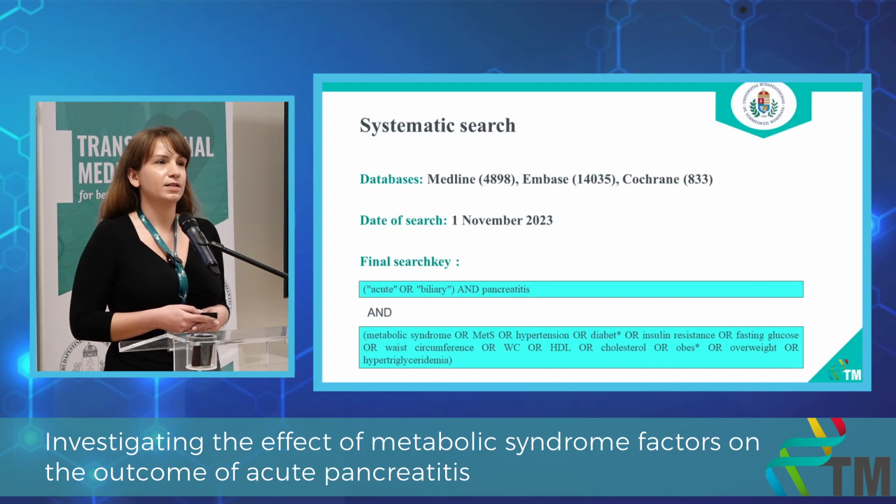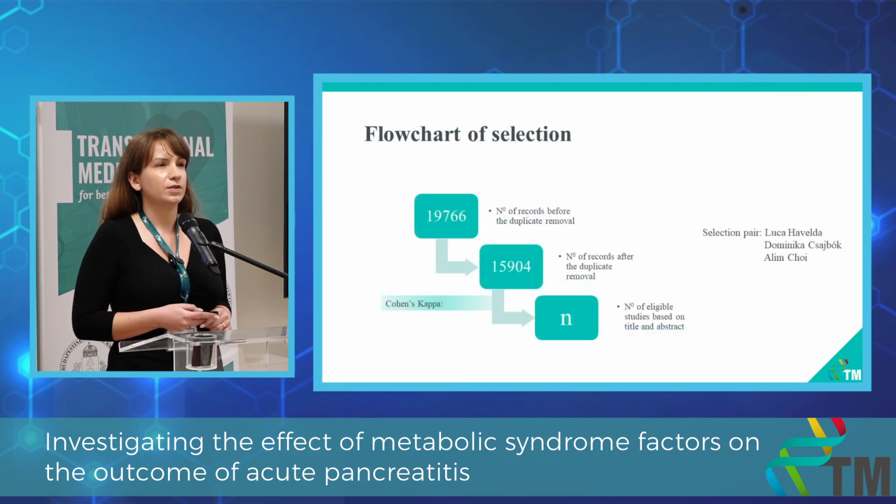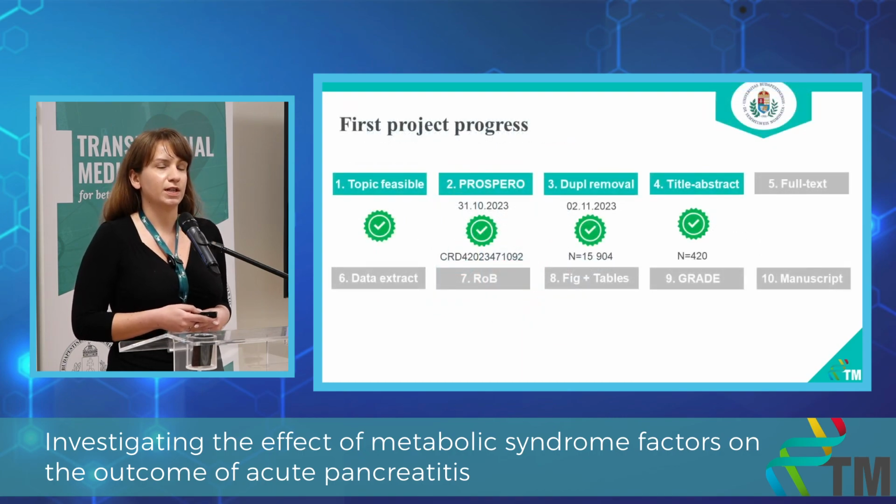We have conducted a systematic search in 3 databases with a search key of 2 domains, one about the population and one about the investigated exposures. Our research yielded almost 20,000 articles, and after the duplicate removal, we have checked 16,000 articles for title and abstract. We have just finished the title and abstract selection, and currently we have more than 400 articles that we are going to do the full text selection on.